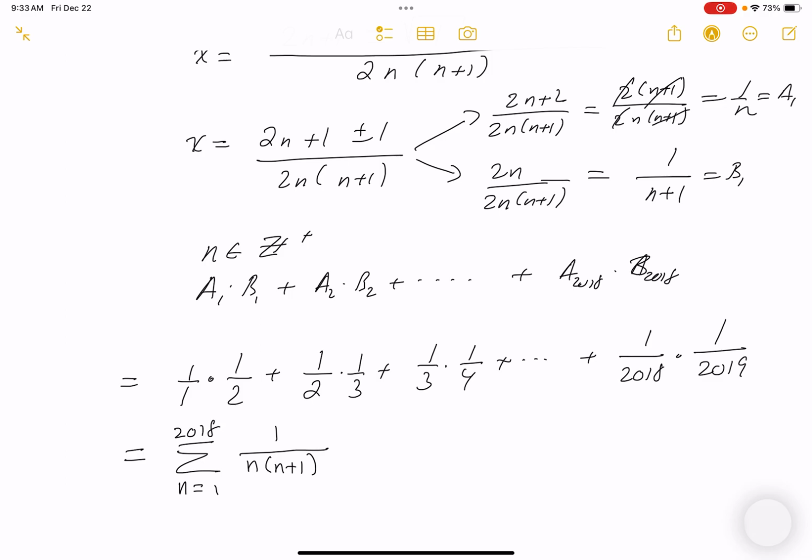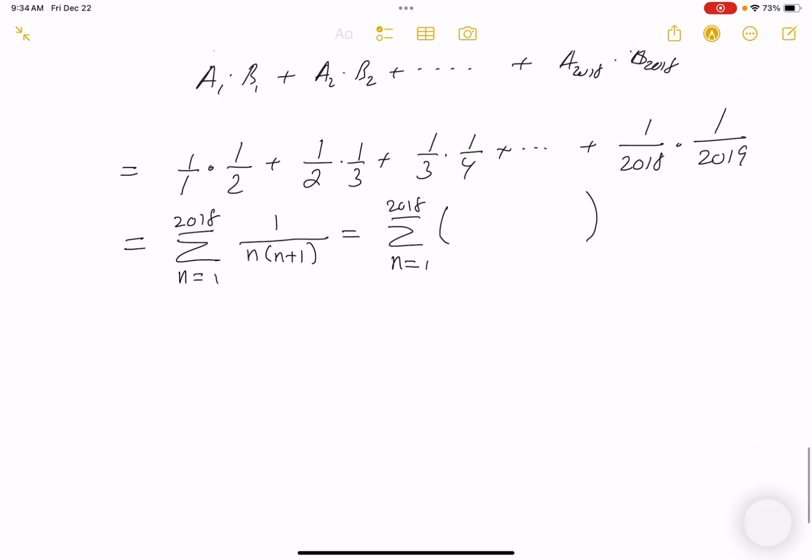All right? Let's see if that's true. I get 1, 2, 3, up to 2018. The second factor would be 2, 3, 4, up to 2019. The next thing I would do is partial fraction decomposition, because this looks like a telescoping sum to me. And let's write that down. But to do that, I want to go through it with you first.